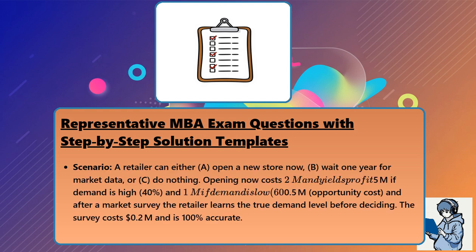Sample exam question 2. Scenario: a retailer can either A, open a new store now, B, wait 1 year for market data, or C, do nothing. Opening now costs $2 million and yields profit $5 million if demand is high, 40%, and $1 million if demand is low, 60%. Waiting costs a delay of $0.5 million opportunity cost, and after a market survey the retailer learns the true demand level before deciding. The survey costs $0.2 million and is 100% accurate.